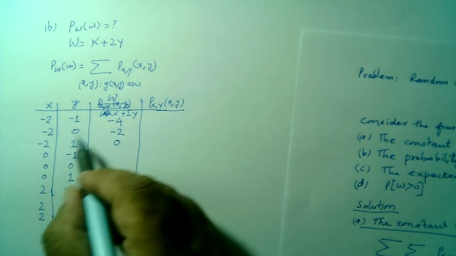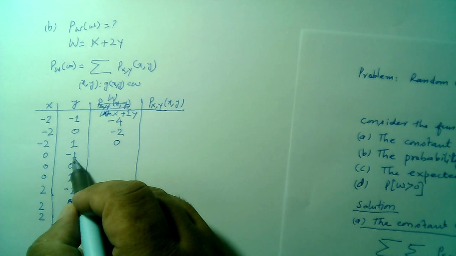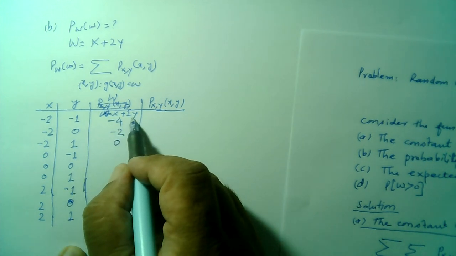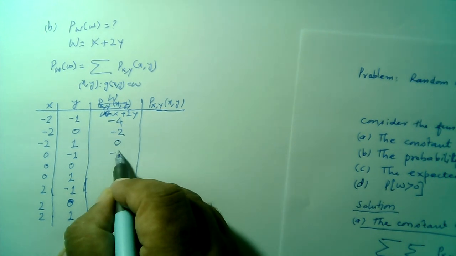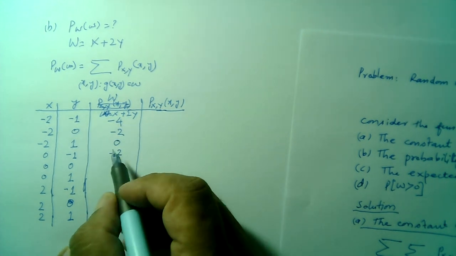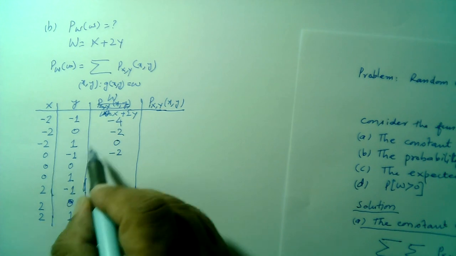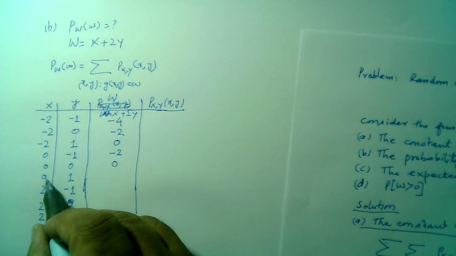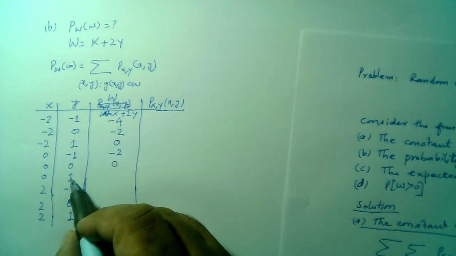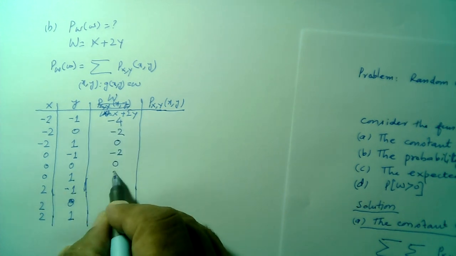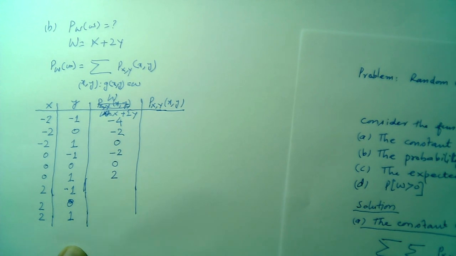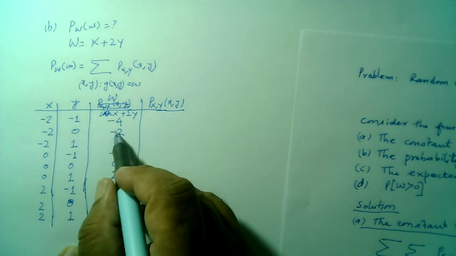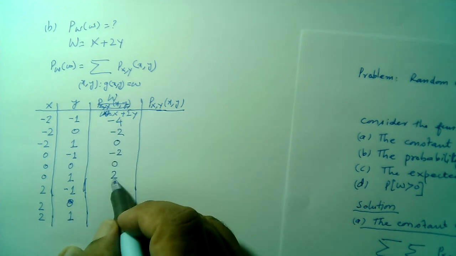Then next, x is equal to 0 and y is equal to minus 1, so w is minus 2 here. Next, x is 0 and y is 0, so w is 0 here. Here x is 0 and y is 1, so w is 2 here, for the first time.